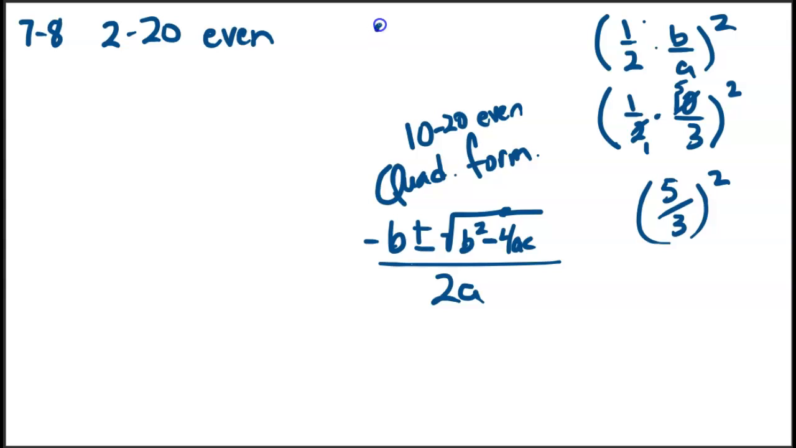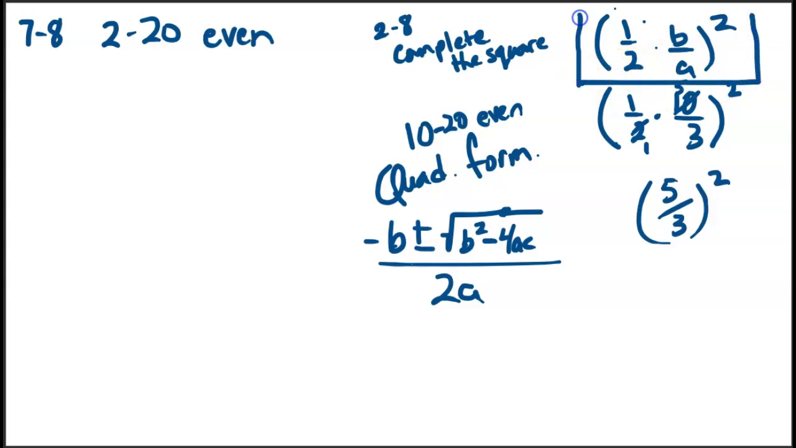For numbers 2 through 8, you're going to complete the square. And completing the square is simply using the steps that we use to get to the quadratic formula. And so the 2, 4, 6, and 8, completing the square, are important to make sure you understand how the quadratic formula is derived. Okay? Remember, this is the magic machine for completing the square. Right? So let's look at number 2.